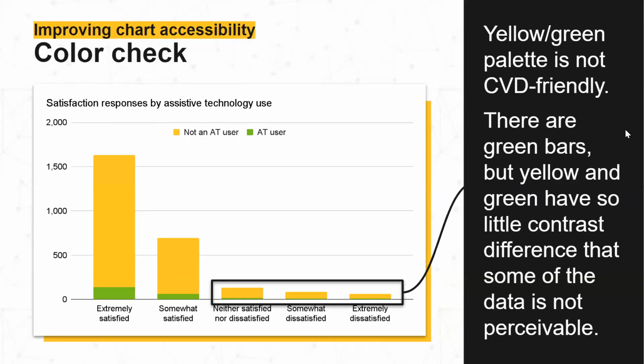So one is this yellow-green palette isn't CVD friendly. And then there are green bars down here, which some might be able to perceive, but there's so little contrast difference here that a lot of this data might not be perceivable by anyone. And if you think about it, here we have a pretty large screen, but if you're on your phone, you might not see these little tiny green bars at all. And that is part of Frank Olavsky's Chartability checker, thinking about the extremes in your data and how you make sure things are perceivable at those extremes.